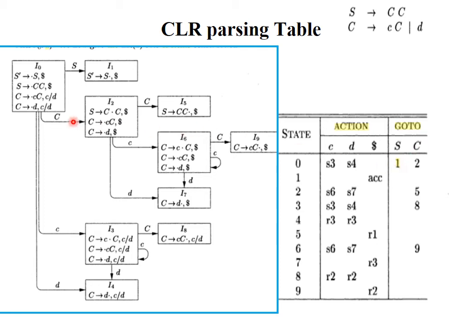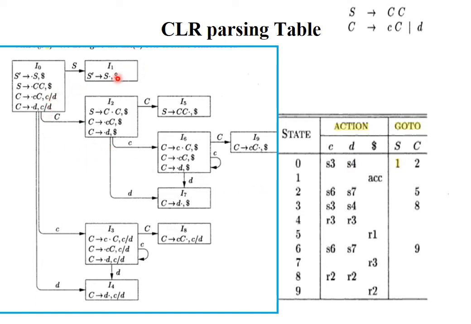Similarly, when we consider I2, there is a go to on capital C, so 2 under C, I5, that is 5. Then 2 under small c goes to I6, so S6. 2 under small d will be S7. Then I3, that is 3 under small c, will be S3. Then 3 under small d will be S4.